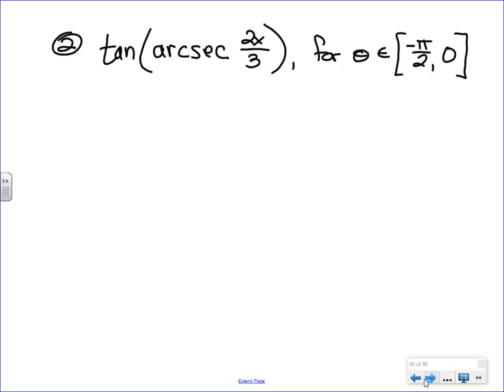Careful, this time it's arc secant. Who are those guys? The directions: using a triangle, solve for a formula of tangent. Using or setting up a triangle, solve for the given interval of negative pi over 2 to 0.